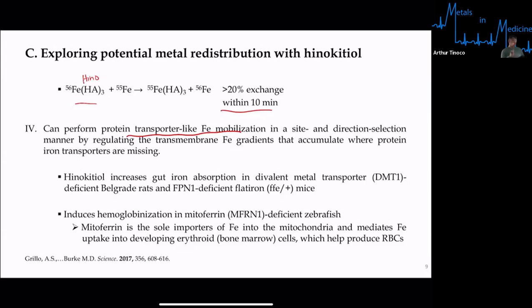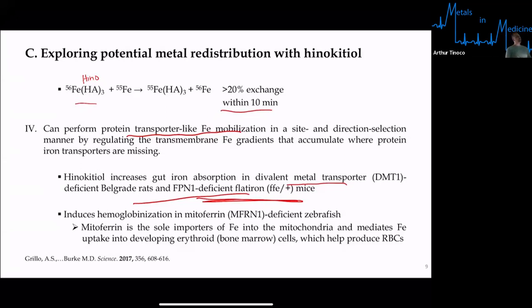So it was observed that the ligand has the capacity to increase gut iron absorption via the divalent metal transporter. That's a transporter we've talked about a bit in terms of participating in the iron endocytosis within our cells. It has that capacity of increasing iron absorption in these animal models. And in fact, this model here is one of the principal ones in the article that we're going to focus on, which is the flatiron mouse model. That model is a representation of ferroportin deficiency or ferroportin disease.